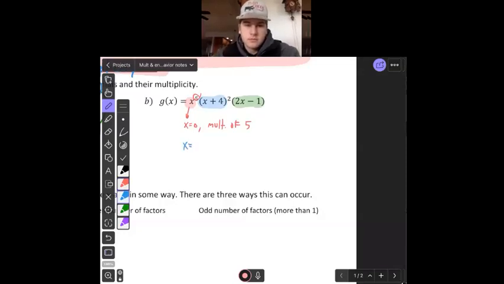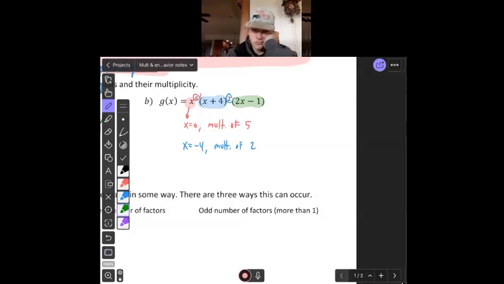Then what's our next 0 going to be? -4, right, Aiden? Jubal, how many times? What's the multiplicity of -4? Jubal, you there? June, what's our multiplicity here for -4? No. 2, yep.